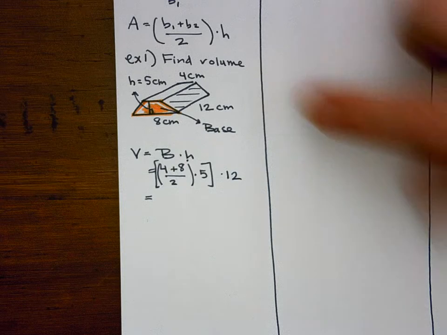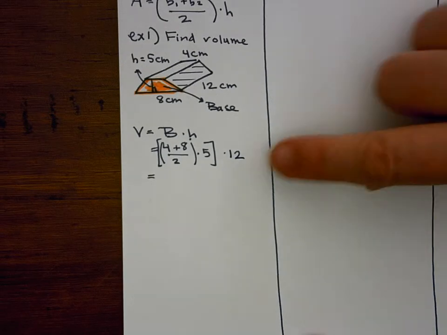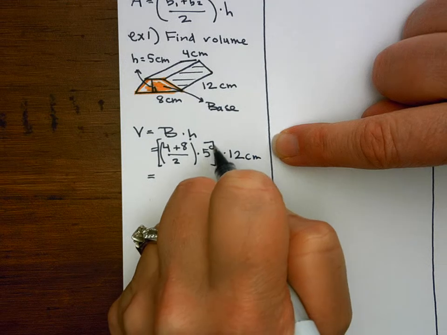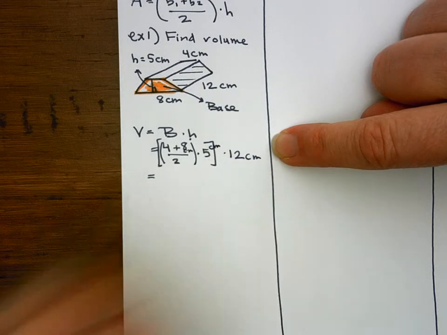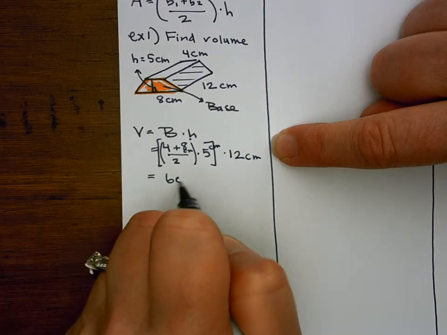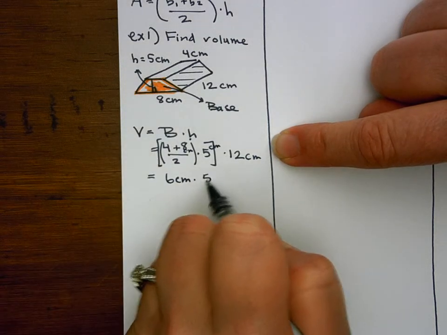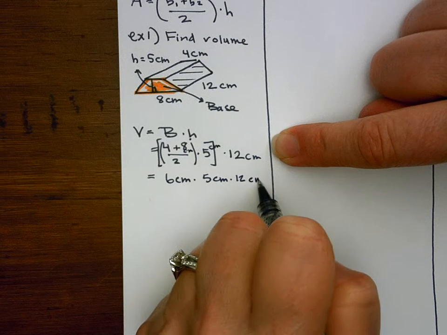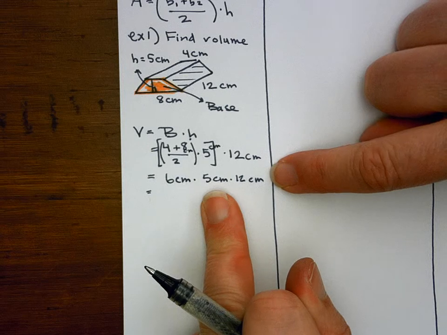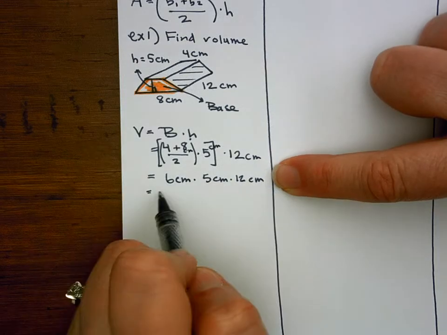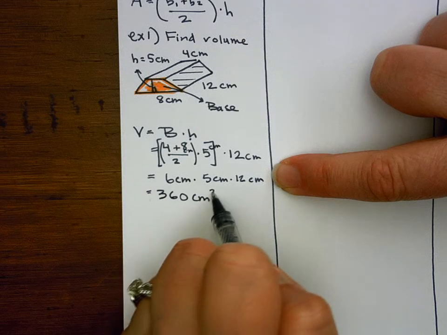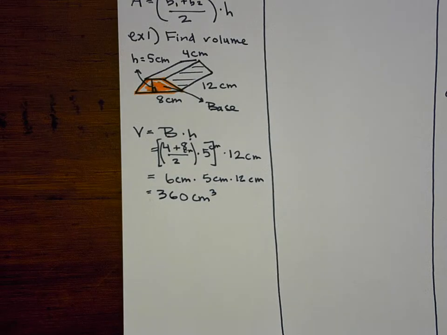Okay, and so I just realized I dropped my units here. So this is a centimeter here, centimeter, and then these are centimeters as well, so I'm going to squeeze that in. So 4 plus 8 is 12, divided by 2 is 6, so I have 6 centimeters, times 5 centimeters, times 12 centimeters. And so then I'm just going to do 6 times 5 is 30, times 12 is 360. And then I have 1, 2, 3 centimeters, so centimeters to the third. Okay. And then that's the volume of the trapezoid.